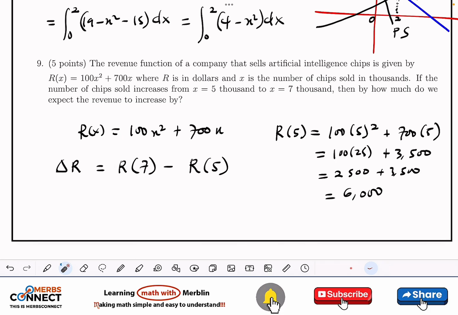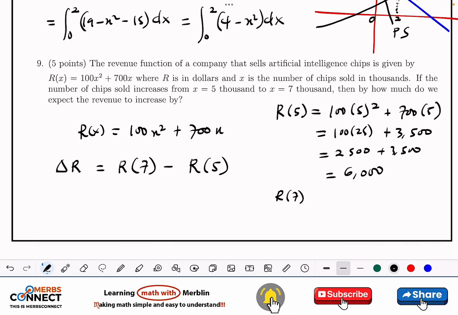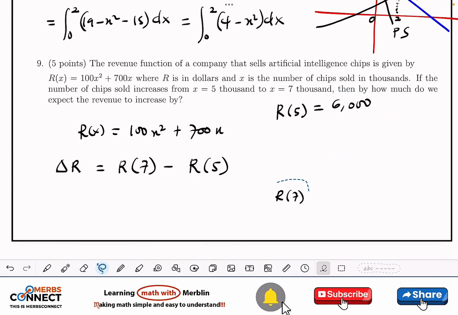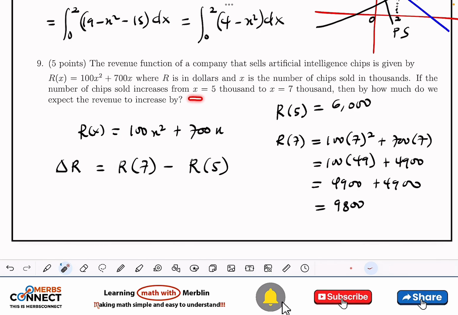But the question is, now we are changing it to x equal to 7. So now I'm going to have R of 7, right? Since we've gotten this one to be 6,000, I can clean this and shift this guy up here so that I can pick this one. This is going to be 100 times 7 squared plus 700 times 7. So 100 times 49 is 4900, and this will be 4900 plus 4900, so basically this should be 9,800.